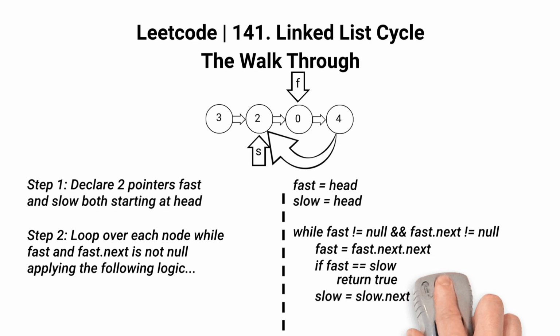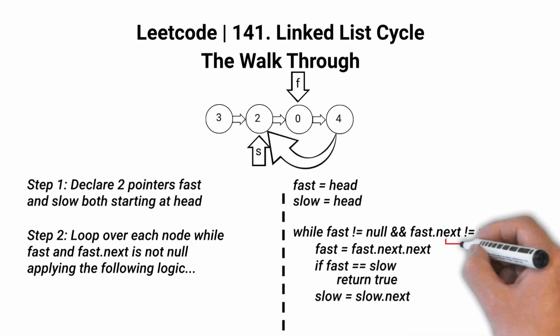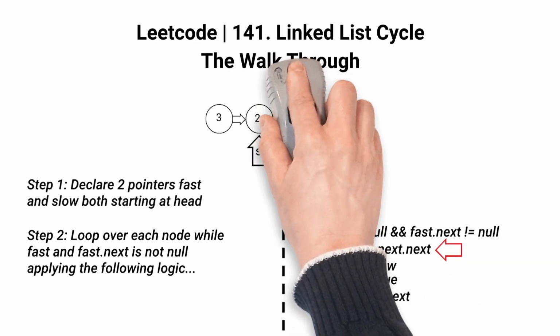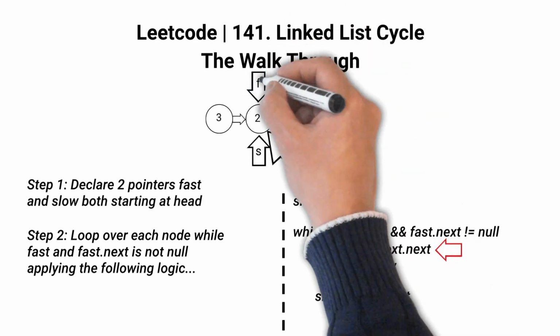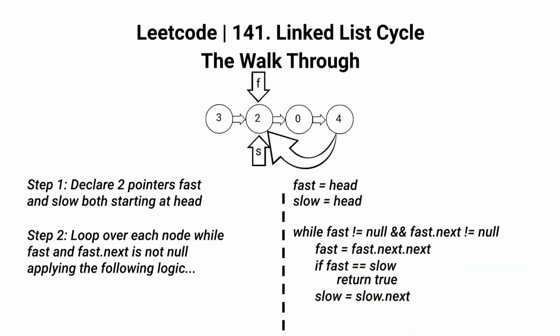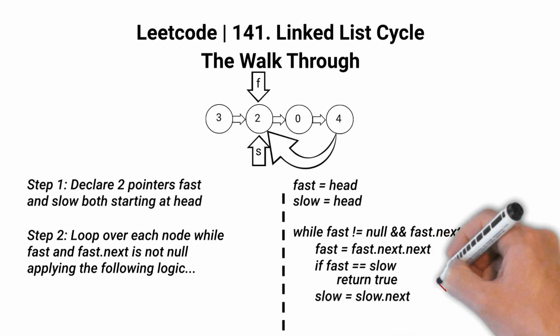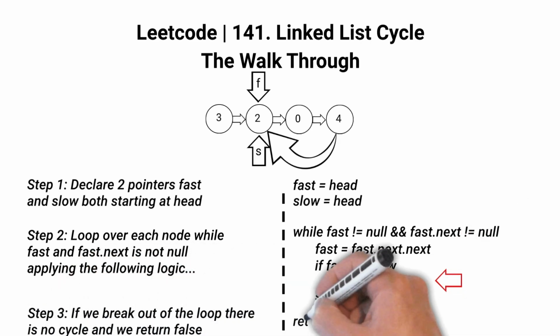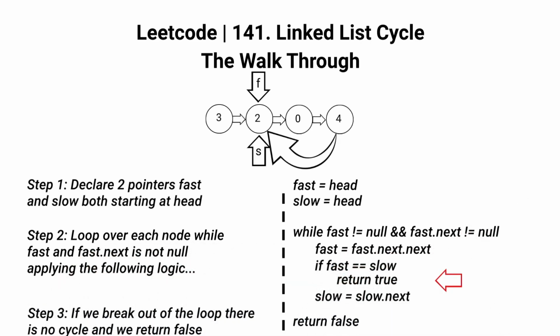Then back to the top and set fast equal to fast.next.next, which we can see is 2. Check if fast is equal to slow. It is equal to slow, so let's return true. And note step 3, if we break out of the loop, there is no cycle and we need to return false, so return false.